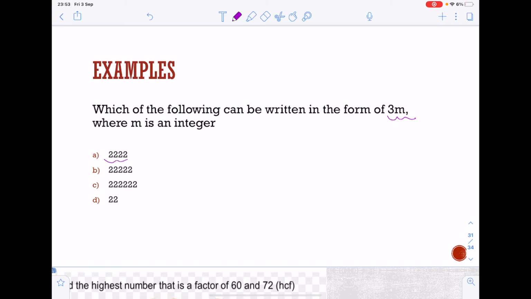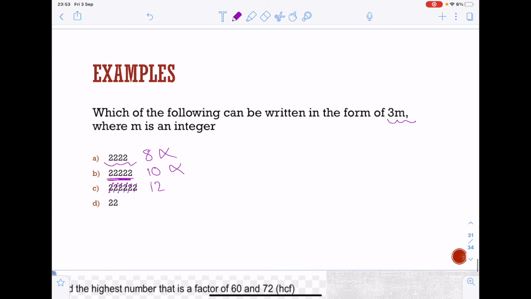So if we add those digits together, 2 times 4 equals 8. So this number is not divisible by 3. And here we have 1, 2, 3, 4, 5 twos. So 5 times 2 is 10, also not divisible by 3. And here we have 1, 2, 3, 4, 5, 6 — so we have 12 digits, and the sum would be 12. And 12 is divisible by 3. So yes, this is the number.